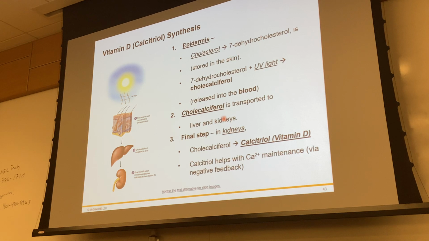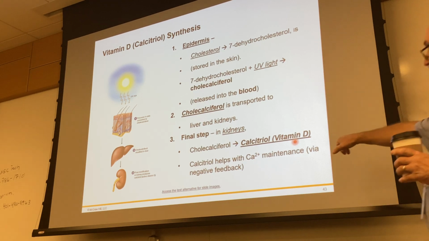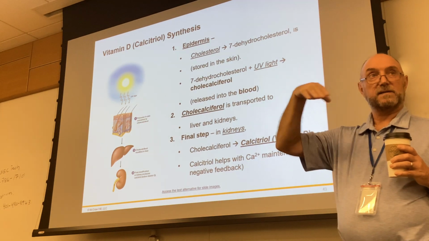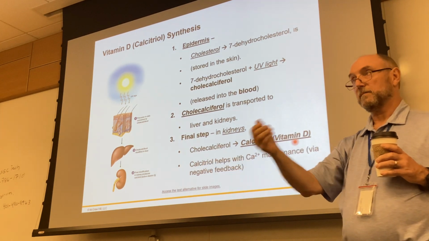But the cholecalciferol is this intermediary step. It gets transported to the liver and kidneys, and then it makes calcitriol. That calcitriol then is vitamin D. So there's the intermediary step, the cholecalciferol, that's then transported to the liver and kidneys, and then you make the final version of it. So how do we start modifying this, and how do we use negative feedback?